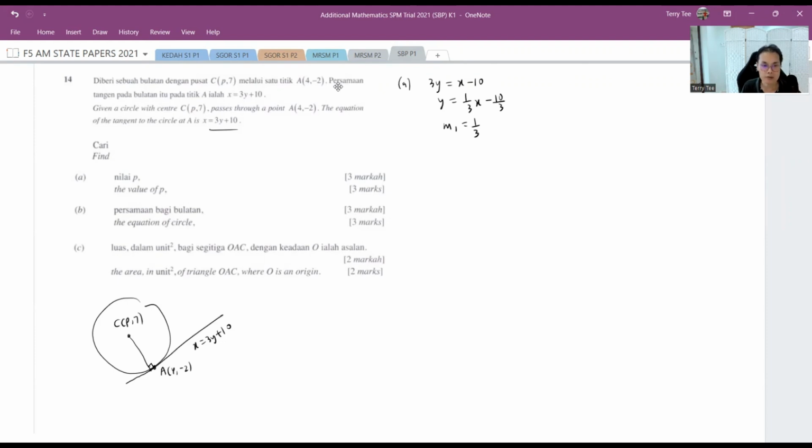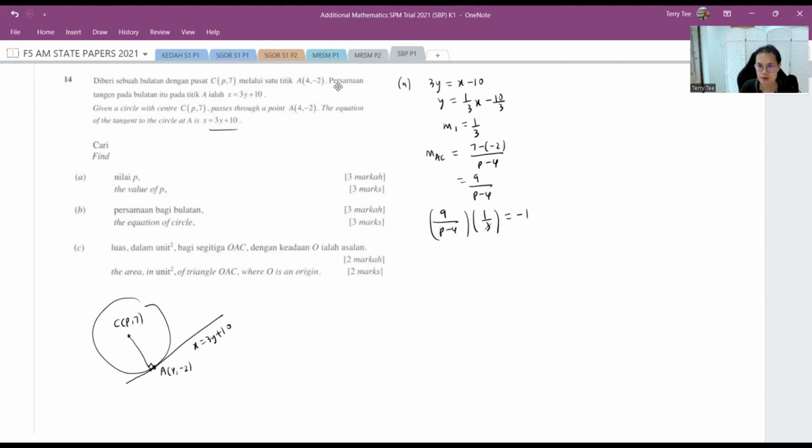Okay, we know the gradient of AC and the gradient of this line, the tangent, are perpendicular. So I know I have to use m1 times m2 equals -1. The gradient of AC is y2 minus y1 over x2 minus x1. This is 9 over p minus 4. So let's take 9 over p minus 4, multiply with m1, which is 1 over 3. The result should be -1.